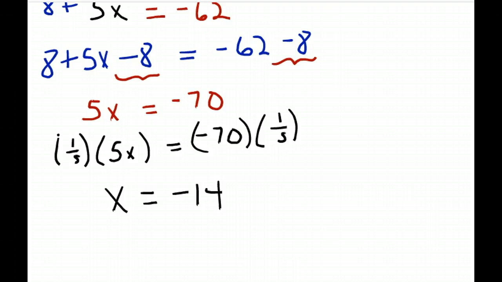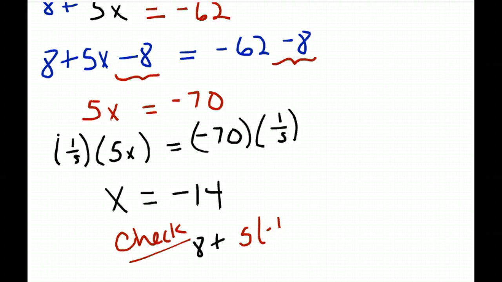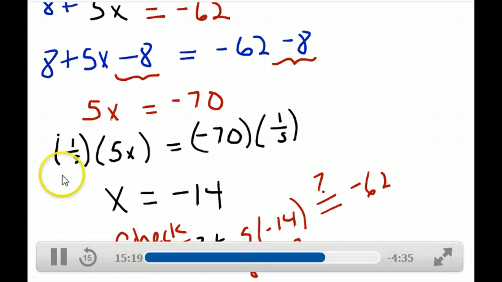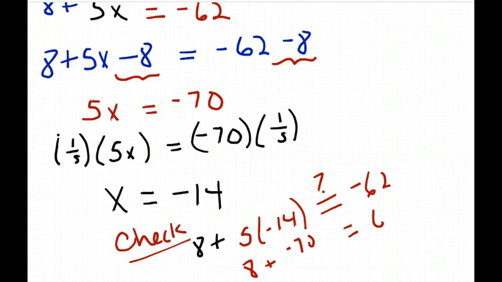And that's the answer. Let's see, does that work? 8 more than 5 times negative 14. Does that equal negative 62? So this will be my check. Now I'm just going back to the word problem and making sure my number works. 8 more than 5 times negative 14. Does that equal negative 62? Yes, it does, because it would be 8 plus negative 70, and that does equal negative 62.